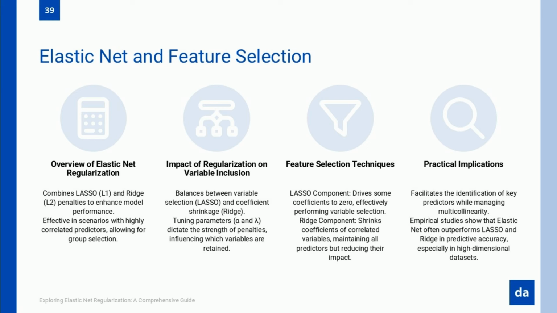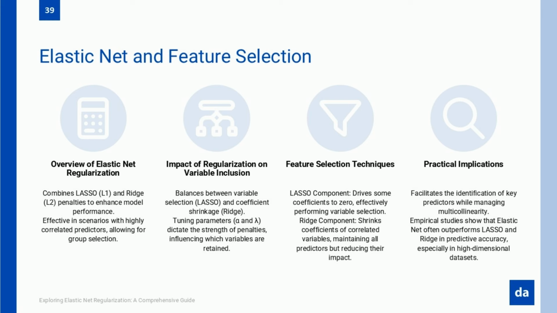Feature selection with Elastic Net can also be adjusted based on how aggressively we regularize the model. By tuning the alpha parameter, we can control whether Elastic Net behaves more like Lasso, selecting fewer, more important features, or more like Ridge, keeping a larger number of useful predictors. This flexibility allows us to customize feature selection based on the specific needs of our problem.